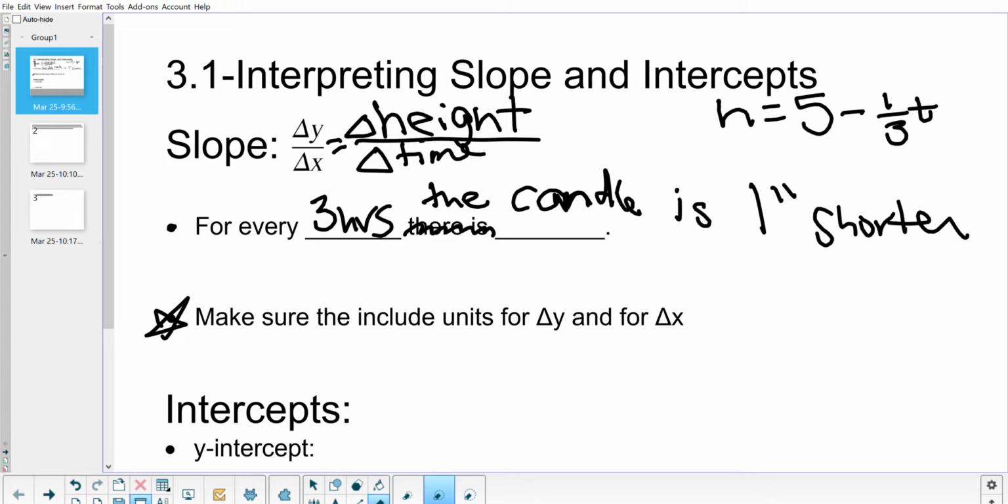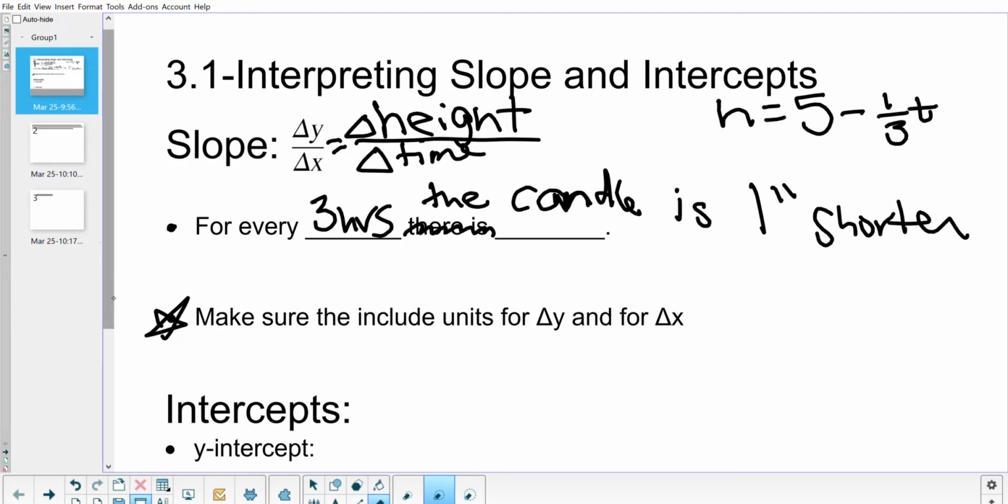There are so many different ways you could say that exact same thing. You could say it backwards: the candle is 1 inch shorter every 3 hours because it loses an inch of its height for every 3 hours it's burning. As long as that comes across and the units are there, you'll get the point for interpreting the slope.